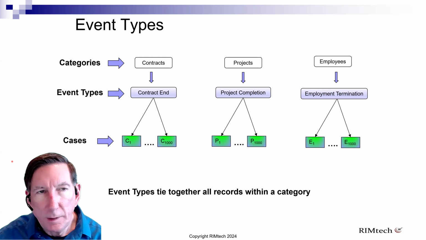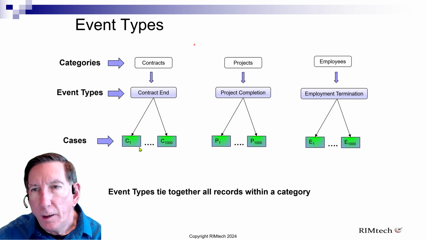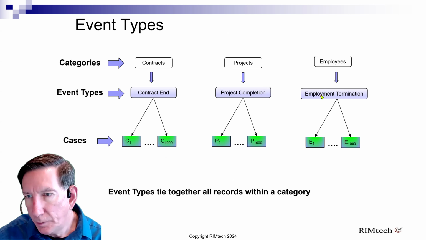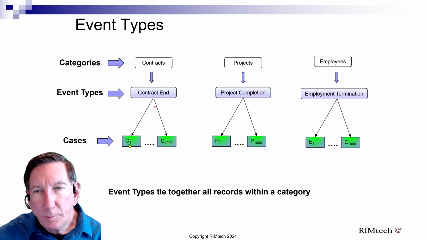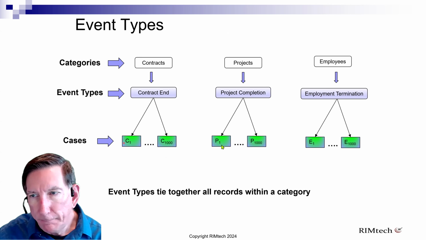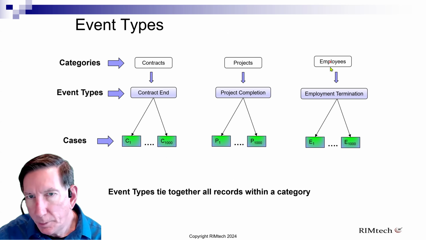So some of the internal Purview theory. Let's pretend we do have 1,000 contracts, 1,000 projects, and 1,000 employees. That means we have 1,000 cases of each of those three, total 3,000. So we have 1,000 contracts, 1,000 projects, 1,000 employees.